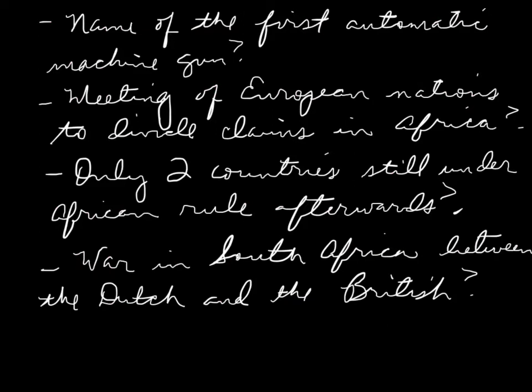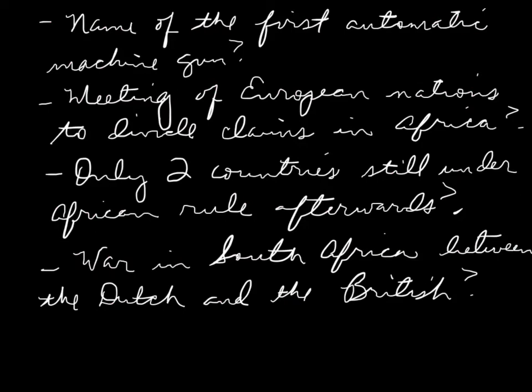Meeting of European nations to divide claims in Africa. That was the Berlin Conference. And you just remember, that's that meeting of European nations. No Africans were there. It took place in Berlin, which is Germany. And they sliced up that map. All right, the only two countries still under African rule after that happened were Ethiopia and Liberia.